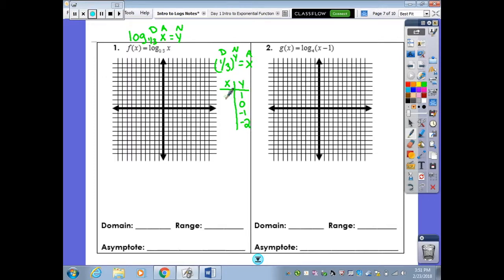When we put 1 in, we get 1/3. Put 0 in, we get 1. When we put -1 in, we get 3. When we put -2 in, we get 9. Now let's plot these points. 1/3, 1, 1, 0, 3, -1, 9, -2. And we're going to have something that looks like this.